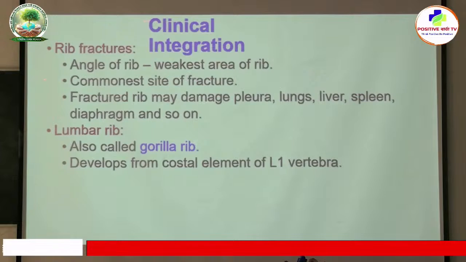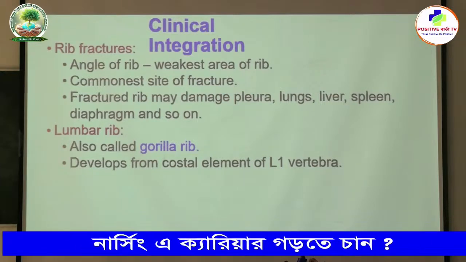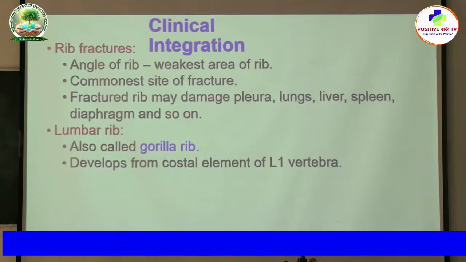Next clinical aspect is rib fractures. What are the common sites of fracture? Angle of the rib is the weakest area of the rib. There is a sharp bend near the angle. So this is the commonest site of fracture. And if fracture occurs, which structures will be damaged? Fractured rib may damage the pleura, lungs, liver, spleen, diaphragm, and so on. All these structures can be damaged in rib fracture.